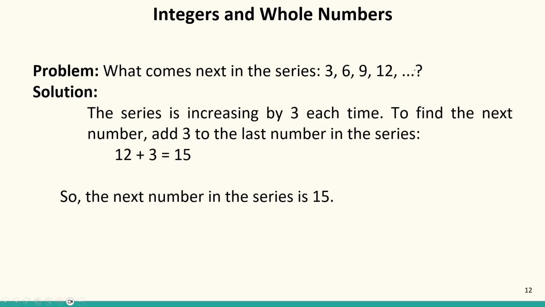Okay, so you can see here that the series is increasing by 3 each time. To find the next number, add 3 to the last number in the series. So 12 plus 3 is equal to 15. So the next number in the series will be 15.